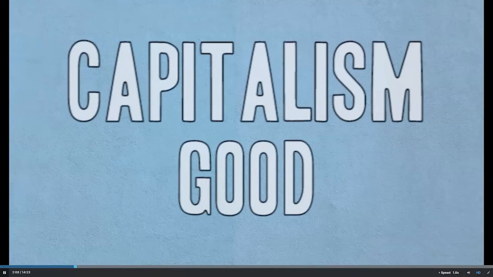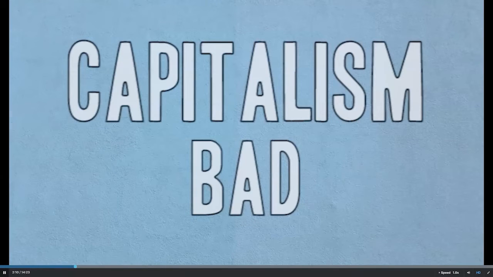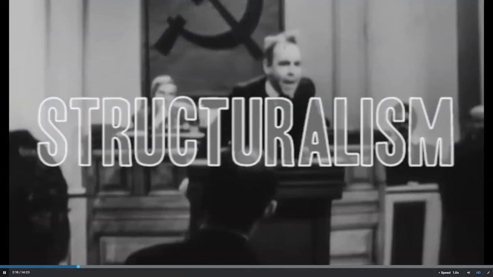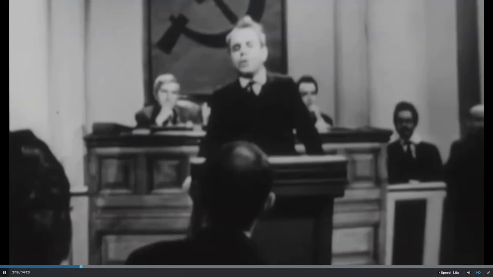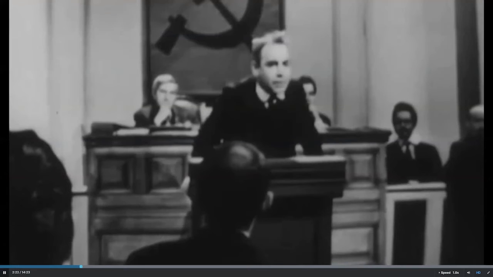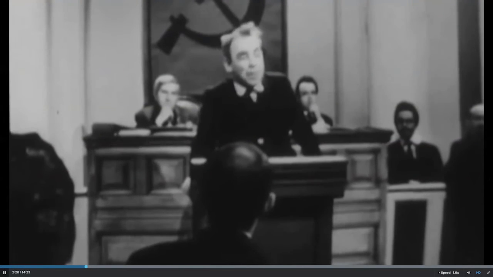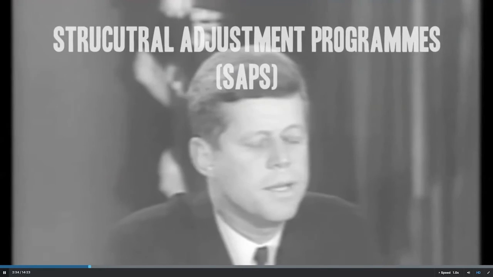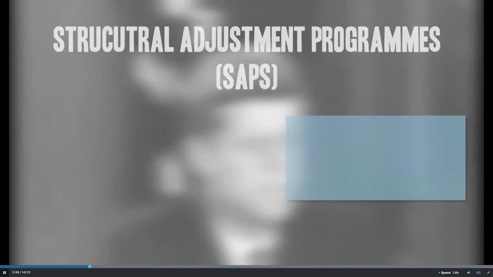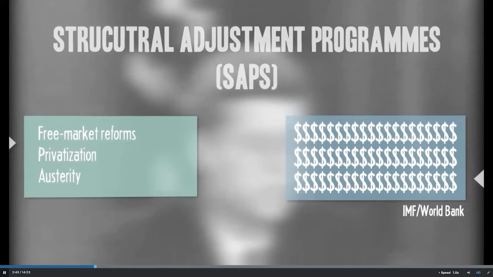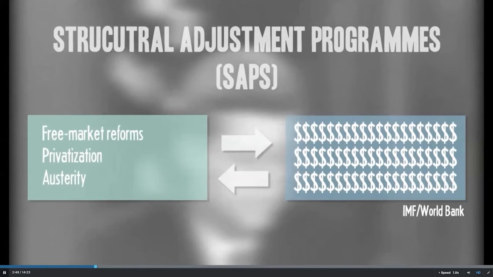The second, capitalism is bad, was structuralism. Structuralism, in its many forms, maintained that it was the very structures of the capitalist system that prevented these poorer economies from developing, and that in many cases they were being exploited by richer countries and societies who were sometimes claiming to help. Structural adjustment programs, or SAPs for example, were and still are loans provided by the IMF and World Bank, both of course capitalist institutions, to countries on the basis that public assets would be privatised and free market reforms implemented.